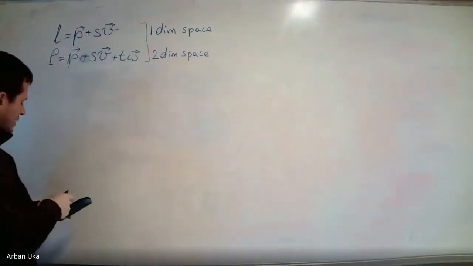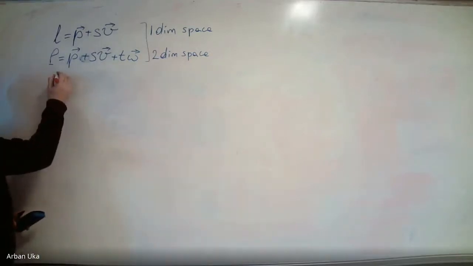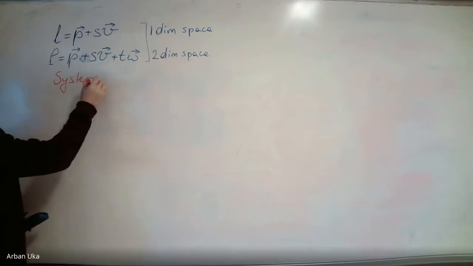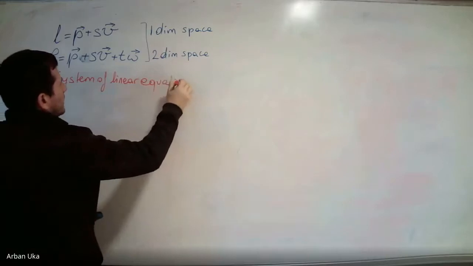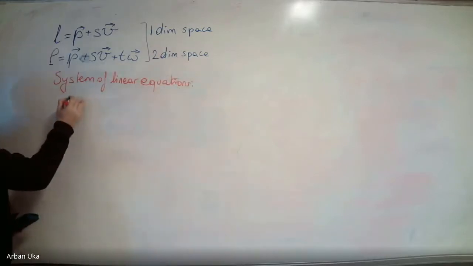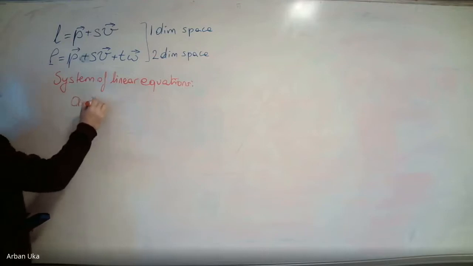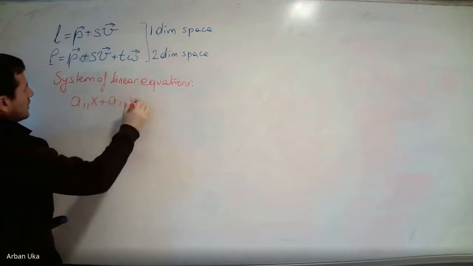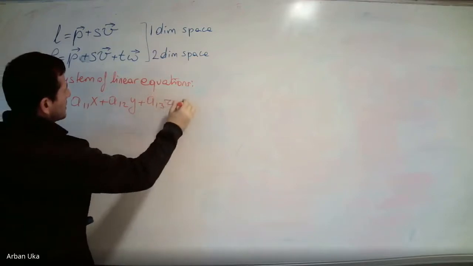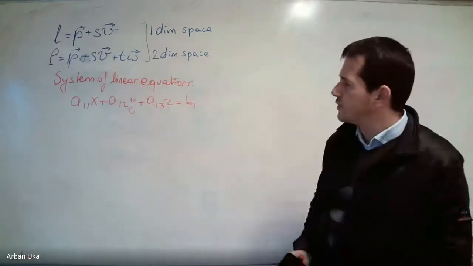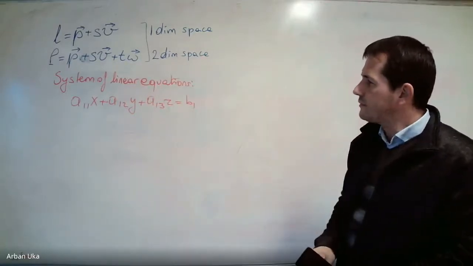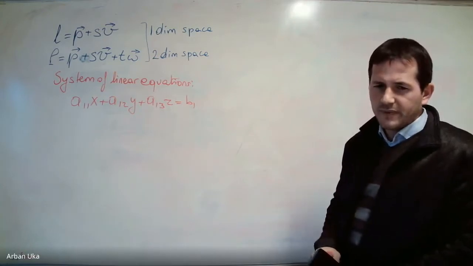And now let's talk about a new topic: systems of linear equations. Now, let's assume for a moment that we have an equation that looks like this. Let's say we have a11x plus a12y plus a13z equal to b1. If you look at this equation, what does this look like? What is this equation? Any comment? Three-dimensional. Yeah, there are three variables.